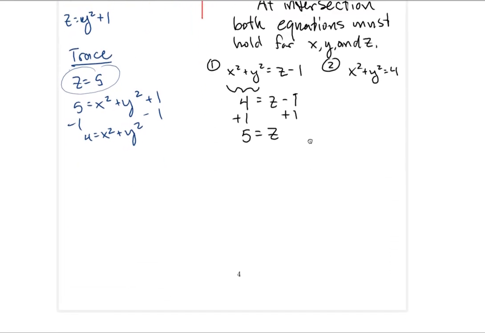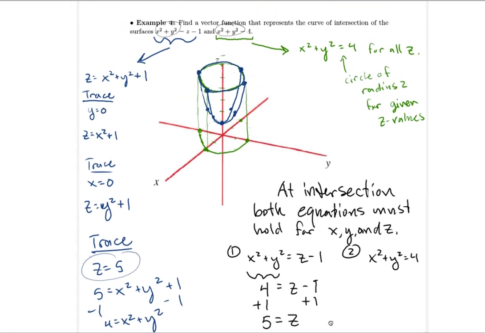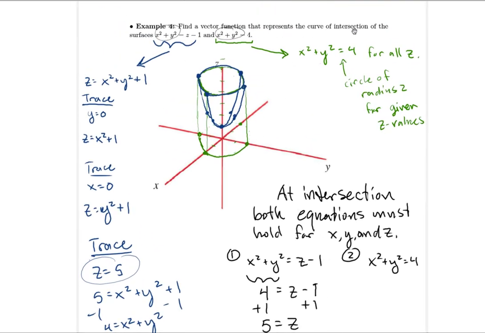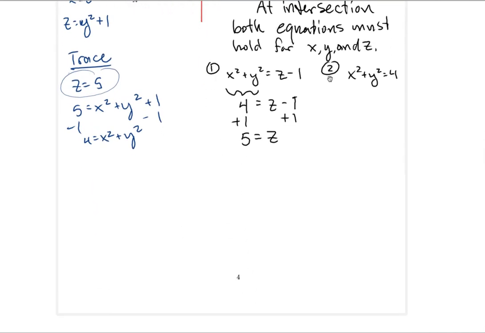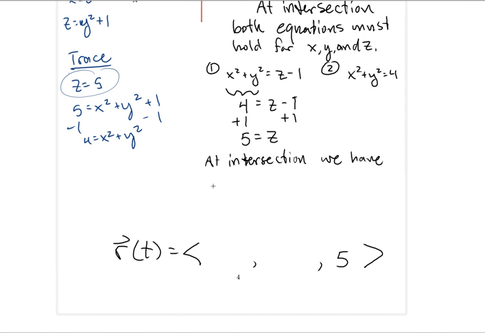So that actually gives us part of the answer. Because what did it ask for? It asked us to find a vector function that represents the curve of intersection. So understand, when they ask us to find a vector function, we need to give an answer that looks like this. So part of the answer is done. I know I've got to put a 5 here. There's no question about it. We also know that at the intersection, we have a circle of radius 2.